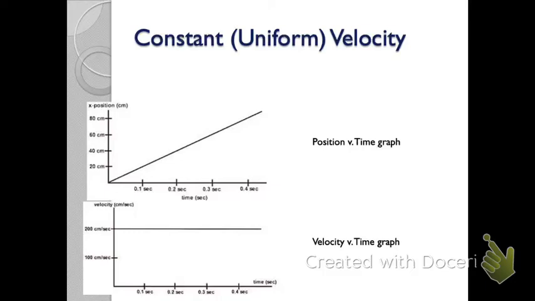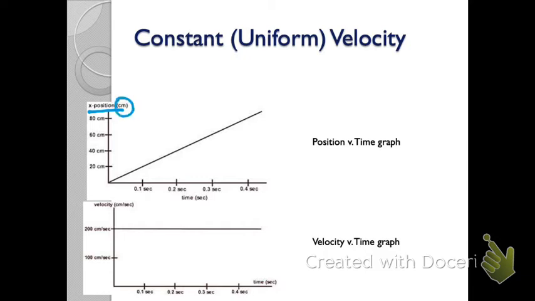A second type of motion diagram or motion graph. And this one deals with a graph that shows velocity versus time instead of position versus time.